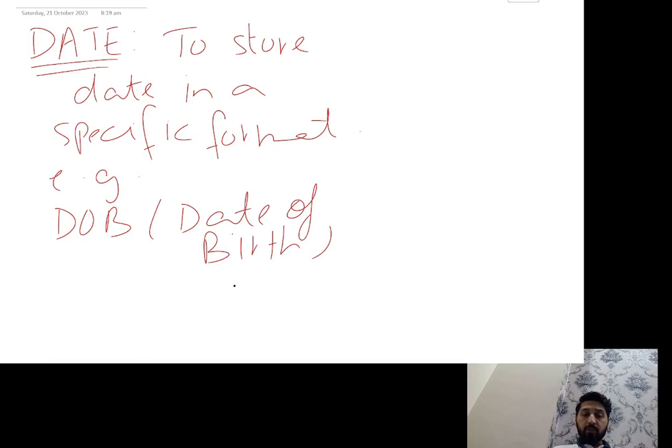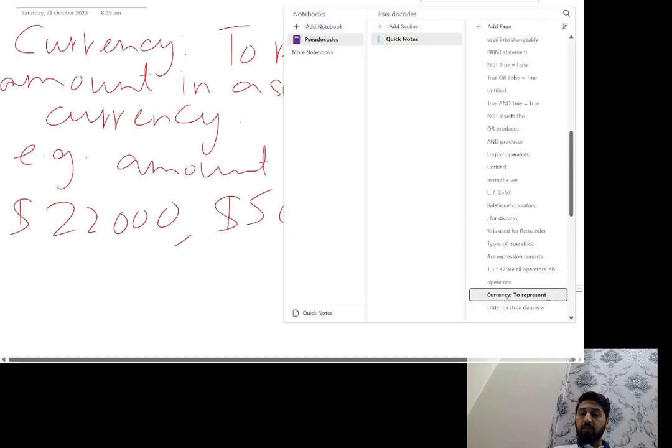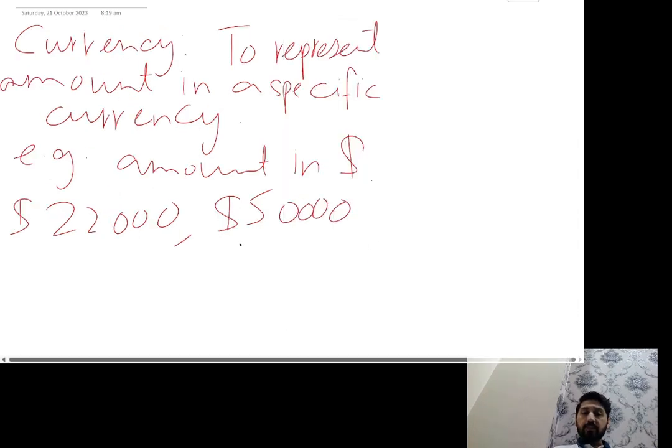What is the purpose of date data type? Date data type is used to store date in a specific format. For example, we want to store the date of birth of a student. So in that case, date data type will be used. Then we have the last one, which is currency. What is the purpose of currency data type? It is needed to represent the amount in a specific currency. That amount can be in dollars, that amount can be in rupees, or any currency we want to store.